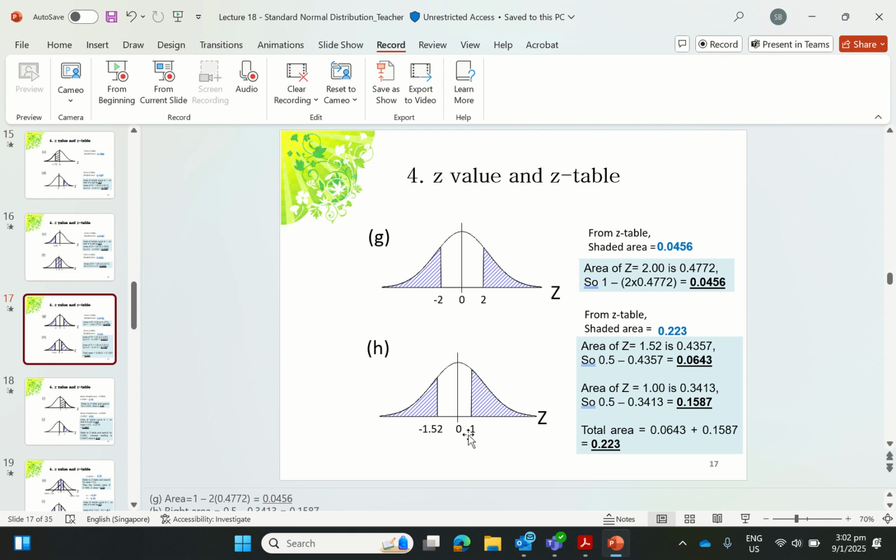And then I have to do this side also. This side, the Z is 1. If I use the Z table, you should get 0.3413. But because it's the outside, it's 0.5 minus 0.3413. Then I get this. Then don't forget, after you get these two left and right side areas, you have to add them, because the question asks you to find the total shaded area.